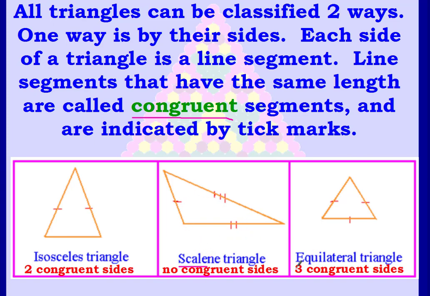And then you have the equilateral triangle, and you can think of the word equal. It starts with equal. This means that all sides are congruent. They are all the same. And as you can see here, each side has one tick mark to show that they are the same.